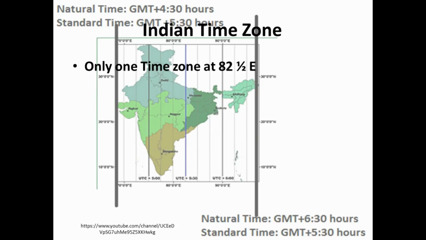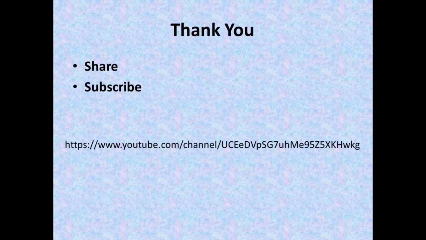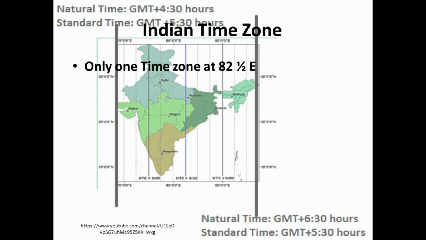So if we calculate those hours, it will come to 5.5 hours. Calculate in the calculator and it will come to 5.5 hours. Then add 5.5 hours to the 12 noon, or to any other place's time, if it is towards east. So that's how we can calculate. Russia has 11 time zones, but our India has only one time zone. So this is about the calculation of time zones.